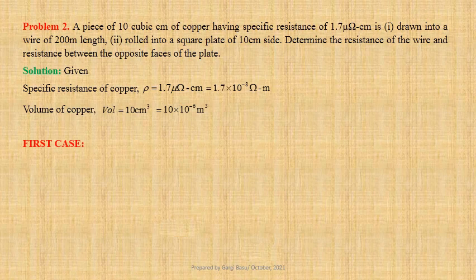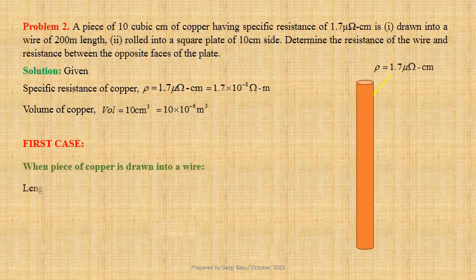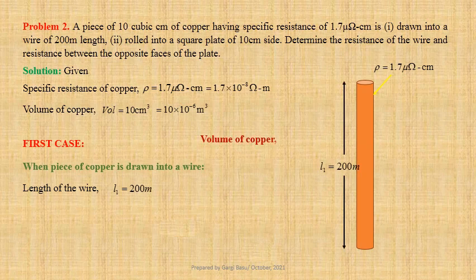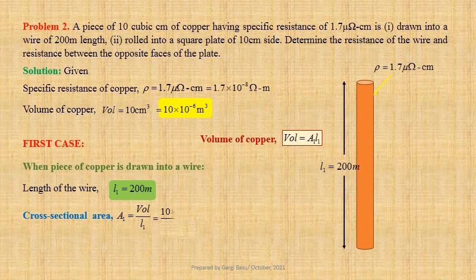First case, when the piece of copper is drawn into a wire, length of wire L1 equals 200 meters. Since volume of copper vol equals A1 into L1, cross-sectional area A1 equals vol divided by L1. Using values we get 10 into 10 to the power minus 6 divided by 200. That gives us 5 into 10 to the power minus 8 meters squared.